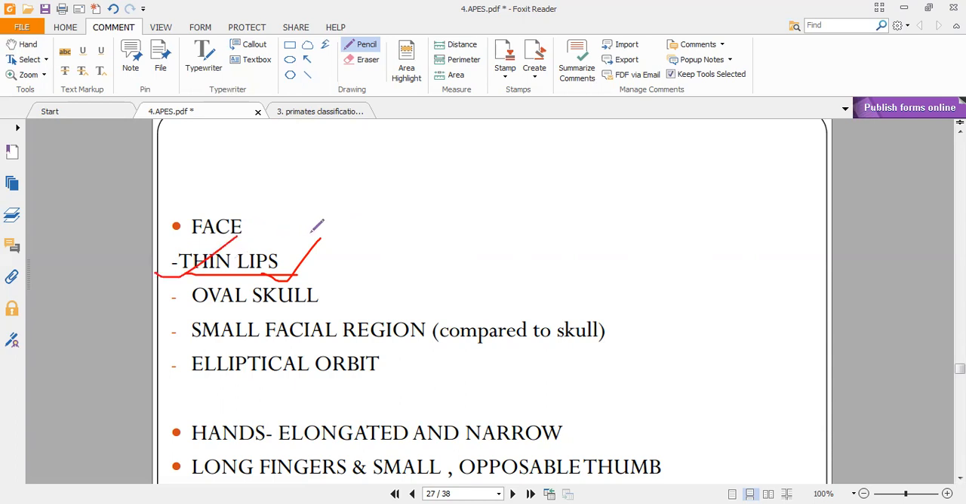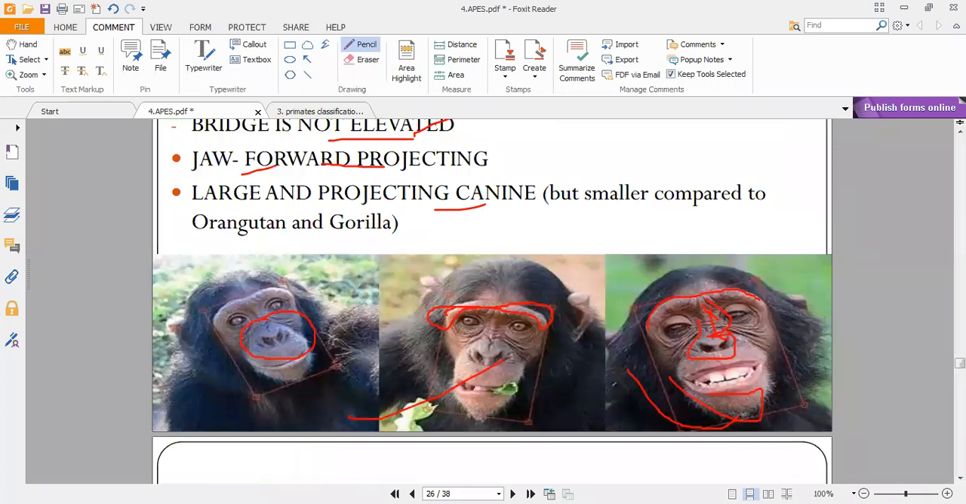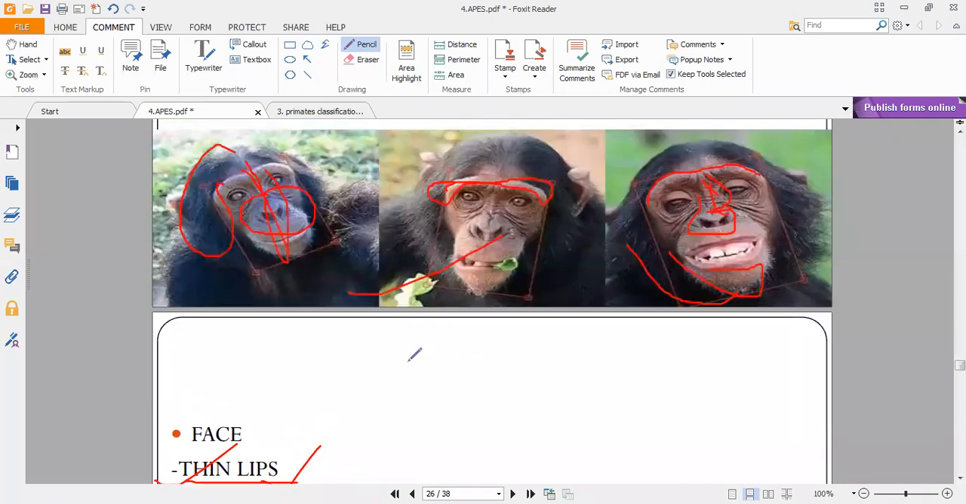And we talk about the skull size among the chimpanzee: oval skull, oval shape. The shape of the skull is oval. And the facial region is small compared to the skull region. The facial part is small in it. Compared to the overall skull, the facial part is not very huge.